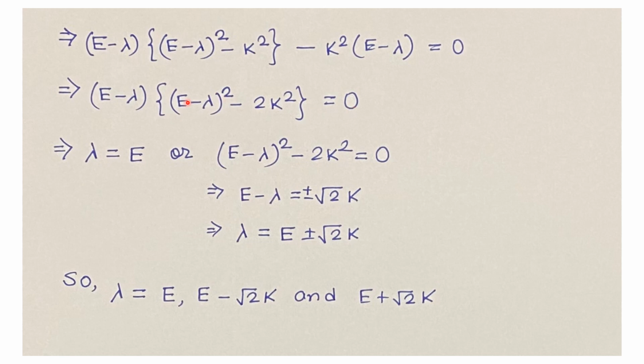So from this equation, we can get either λ = E, or this term, that is (E − λ)² − 2k² = 0. So E − λ = ±√2 k. So λ = E ± √2 k. So we obtained 3 eigenvalues for the total Hamiltonian H cap. Those are λ = E, E − √2 k, and E + √2 k.